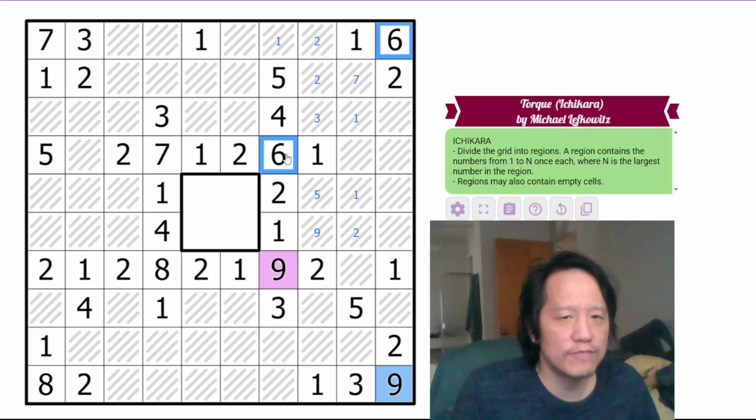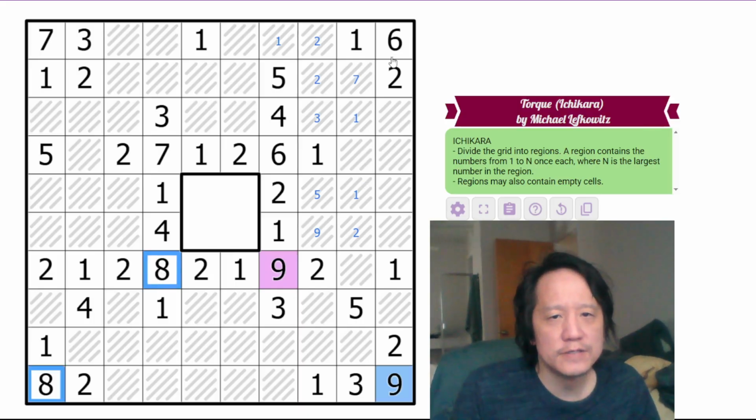So in each corner is 6, 7, 8, and 9, right? The 6s are surrounded by 1, 2, or 1, 2, 4. The 7s are surrounded by 1, 3, or 1, 2, 3. The 8s are surrounded by 1, 2, or 1, 2, 4. And the 9s are surrounded by 1, 2, 3, or 2 and 3.